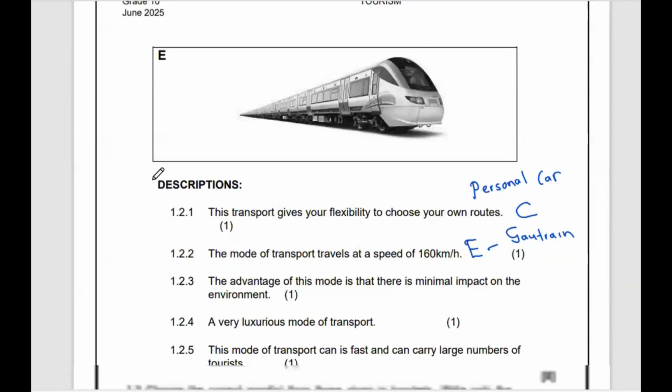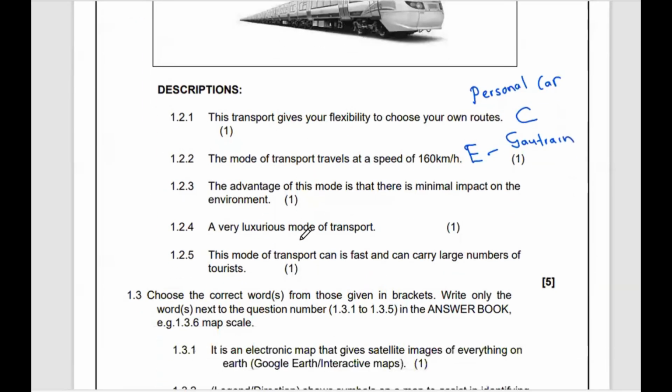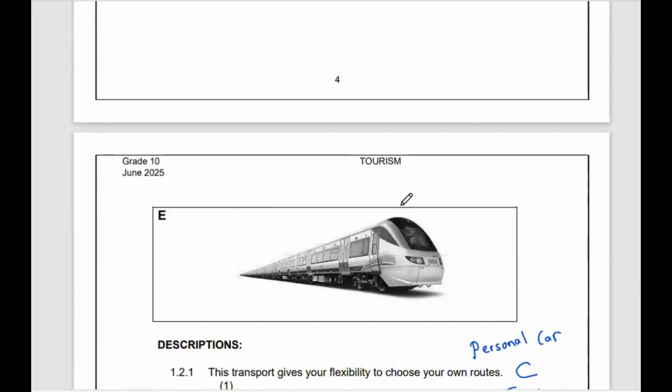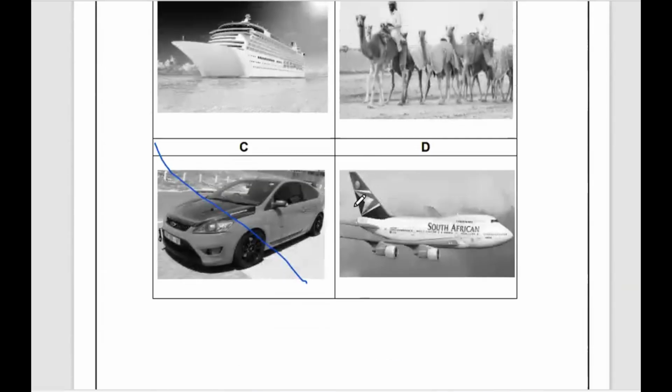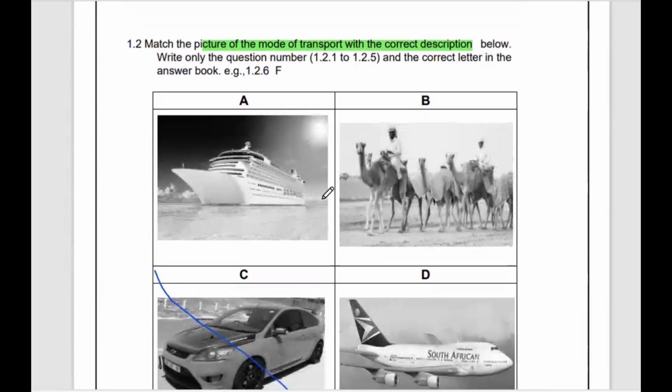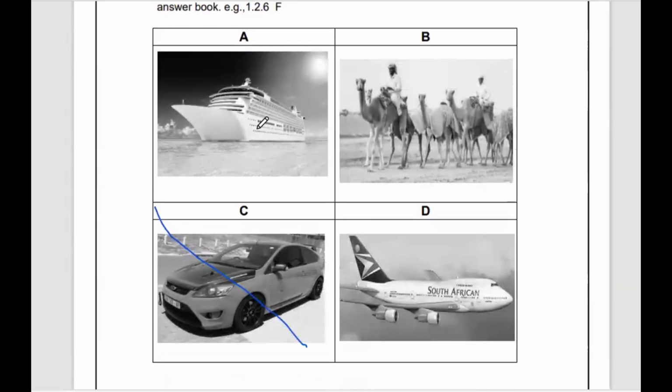Let's move on to the next question. The advantage of this mode is that there is minimal impact on the environment. E has already been used, so we are not going to be using E. We are left with three options. We need a type of transport which has minimal effect on the environment. If you look at A, cruise ship liners actually pollute the environment, so we cannot include them. They are out.